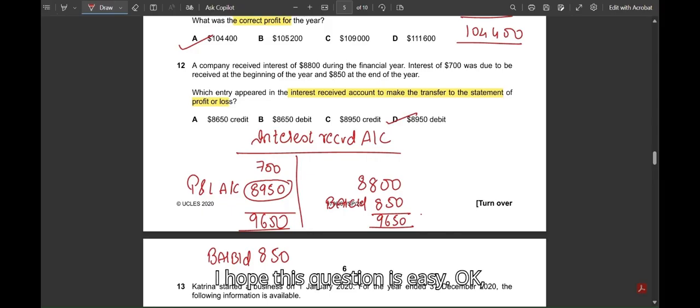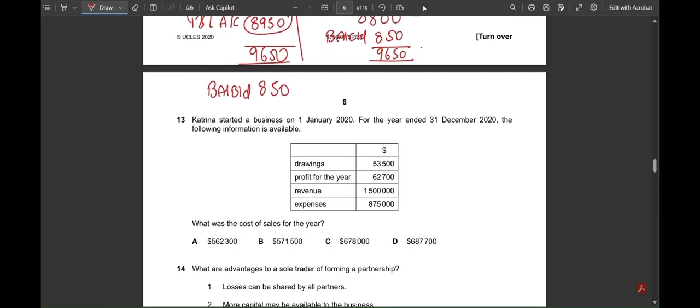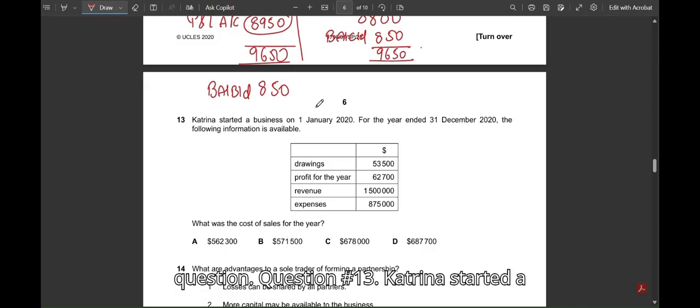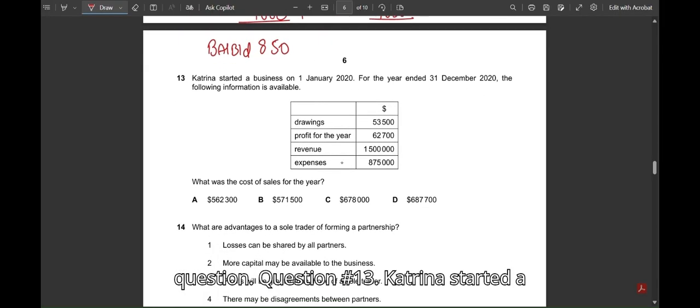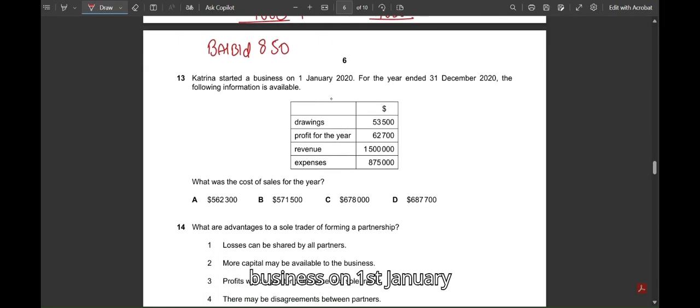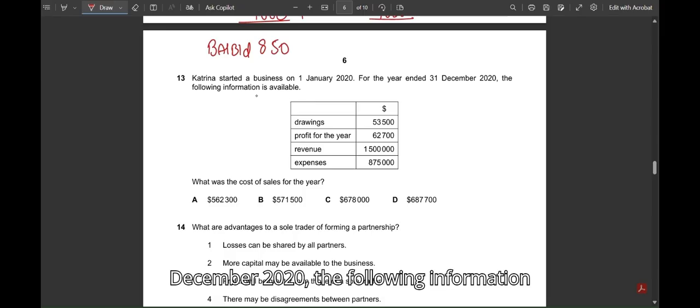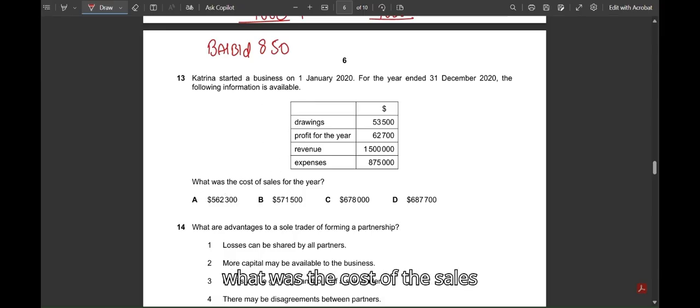I hope this question is easy. Okay, let's move ahead with the next question. Question number 13. Katrina started a business on 1st January 2020. For the year ended 31st December 2020, the following information is available. So and so information given, what was the cost of the sales for the year. So again, a very basic question. So always we know the format, right? So just follow the format.